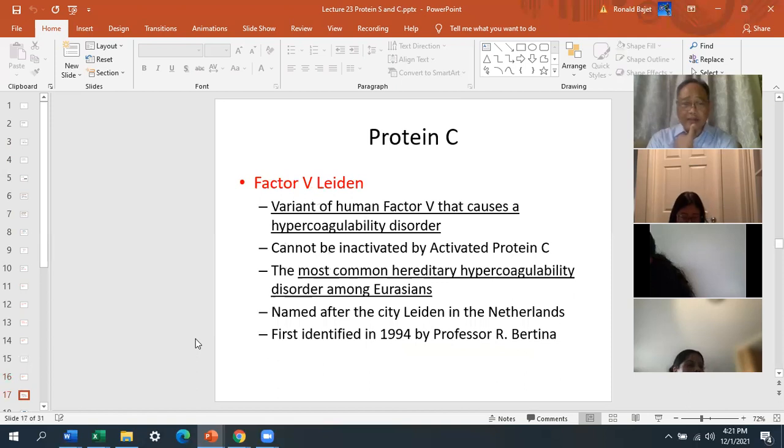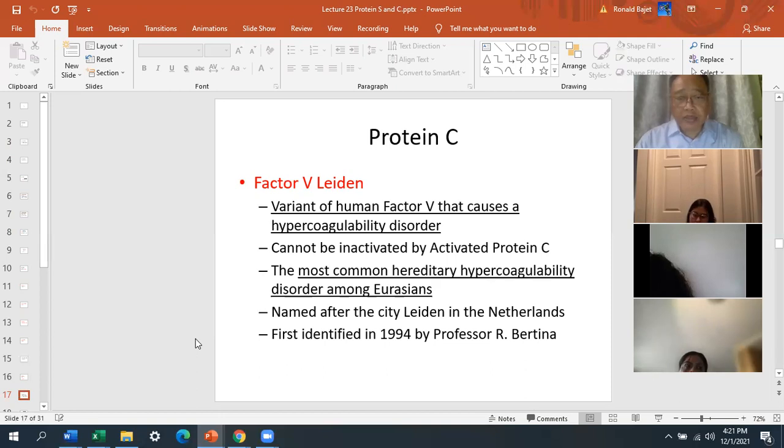Going back to the factor V Leiden. So factor V Leiden is a variant of human factor V that causes a hypercoagulability disorder. So it's almost like DIC, but it's not. You're forming clots, but you're not forming clots systemically. Okay, so you can get varicose veins, etc. It's a hypercoagulability. You'll have a tendency to form a clot. Factor V Leiden cannot be inactivated by activated protein C.